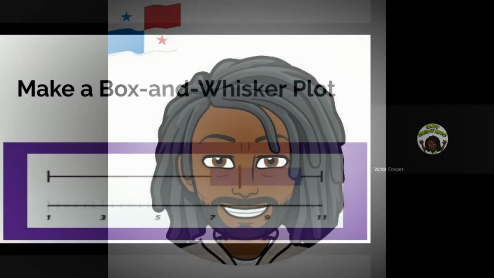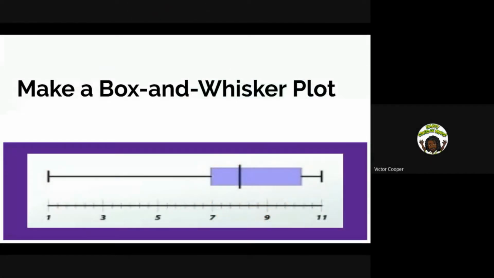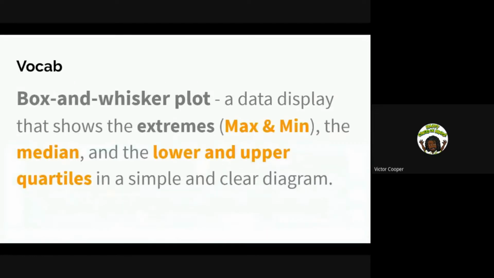Just want to go over the basic stuff for box and whisker plots. Okay, box and whisker plots is just another way to make a graph of information. Okay, so here's the formal definition of it.